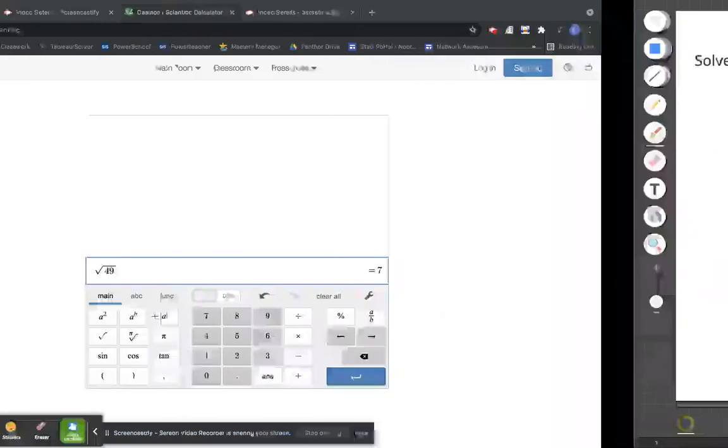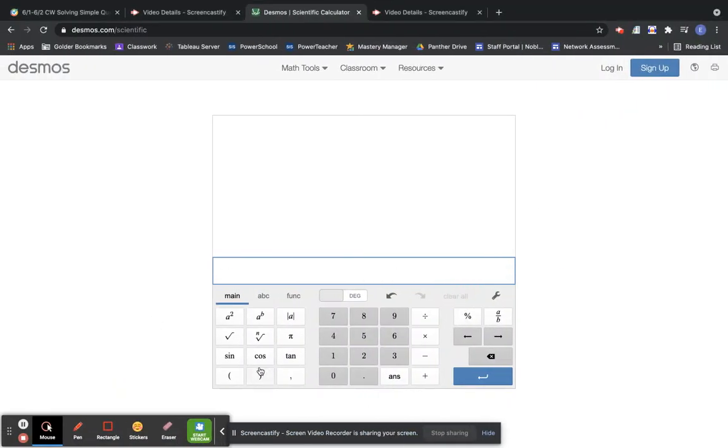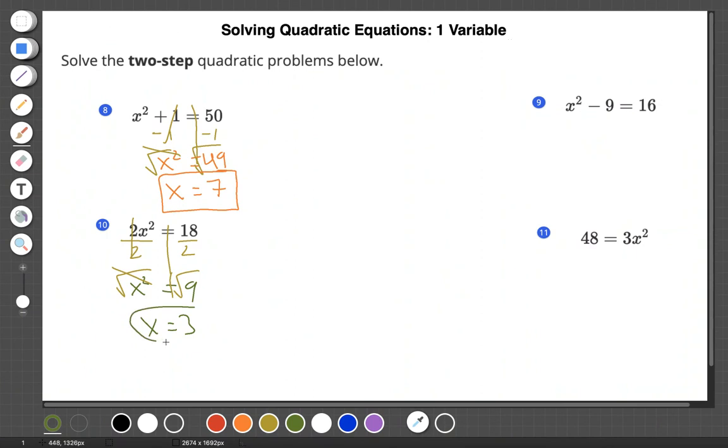which most of us probably know is 3. And if you didn't know, you go to your trusty calculator. Square root of 9 is 3. Perfect. So x equals 3. Okay, so you're going to do numbers 9 and 11.